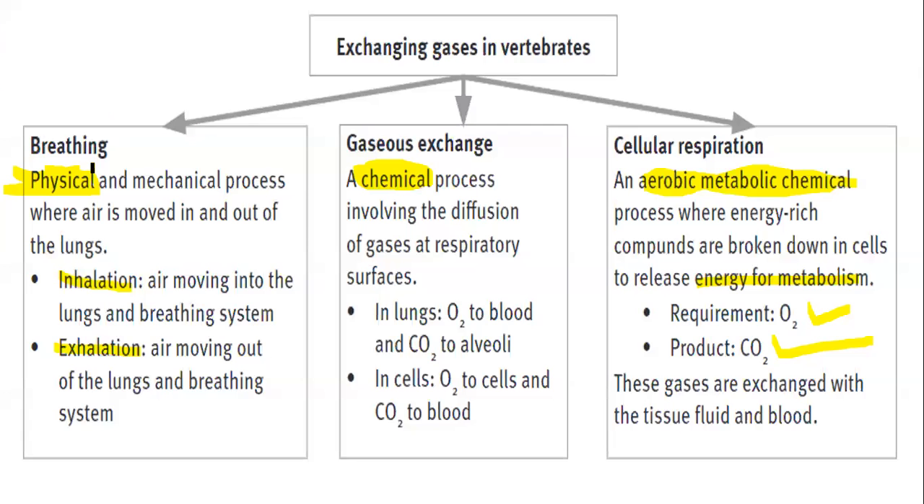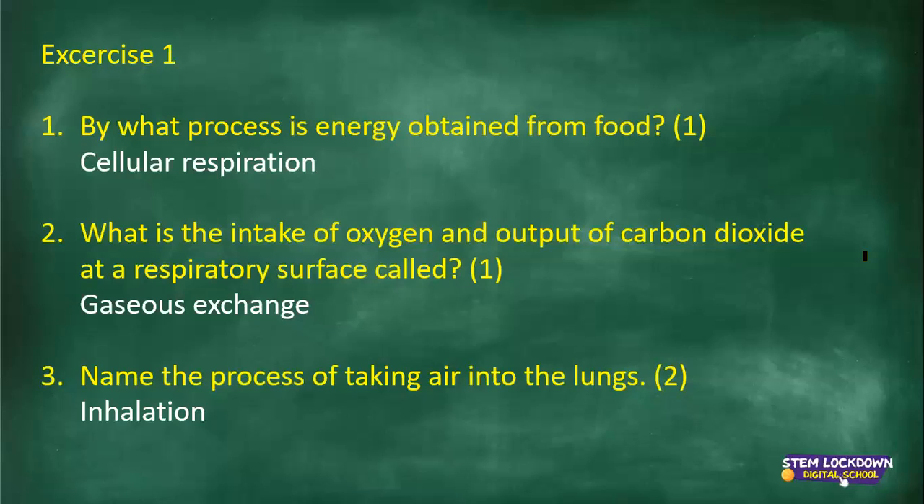You'll notice with breathing, it's just air moving in and out of the lungs. Gaseous exchange is the chemical process which involves gases. But in cellular respiration, that's where the metabolic chemical processes take place, whereby energy-rich compounds are broken down. So what involves energy and food is cellular respiration. And then question 2: what is the intake of oxygen and the output of carbon dioxide at a respiratory surface called? It is called gaseous exchange.